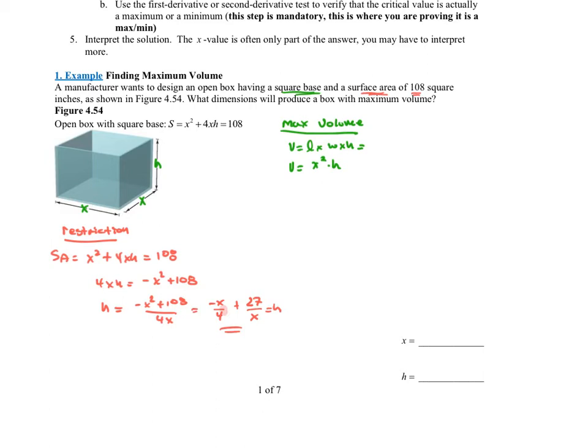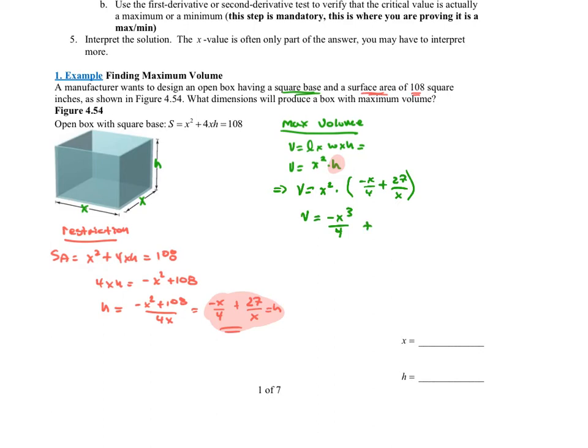So what's the idea now? Now I can take what I have for h and plug that back into my original equation. So my original equation, which was volume, is going to be equal to x squared times what we got for h, which was negative x over 4 plus 27 all over x. If I distribute that out, my volume would then be, what would that be? Negative x cubed over 4, or negative 1/4 times x cubed, that's fine.